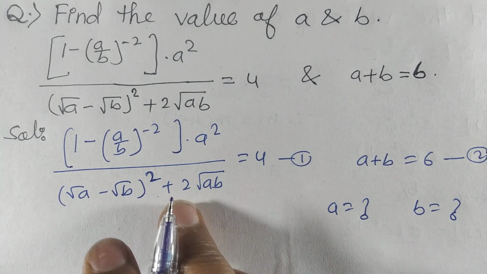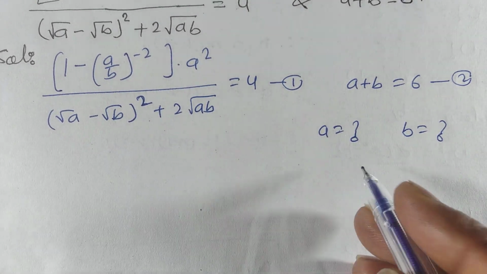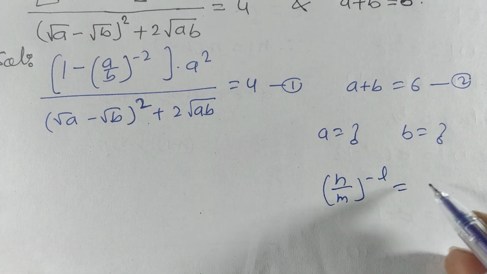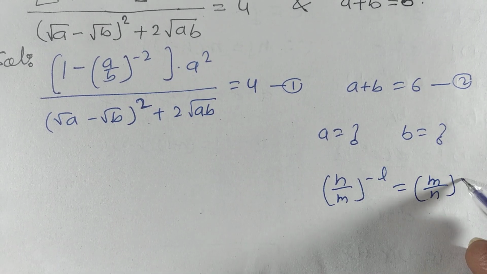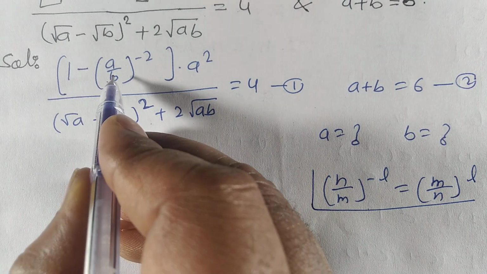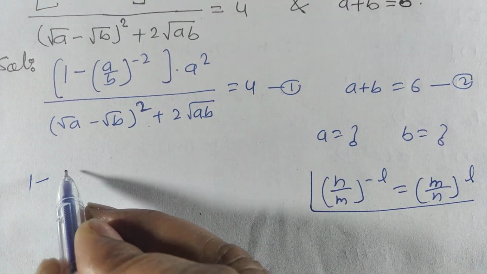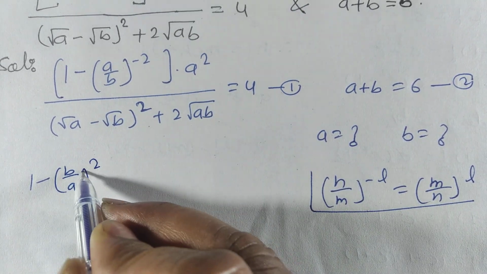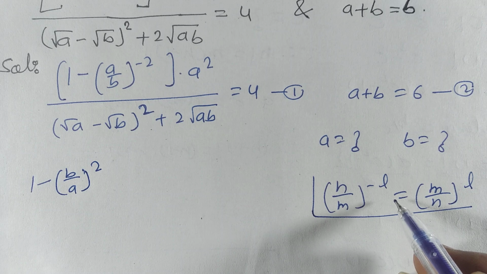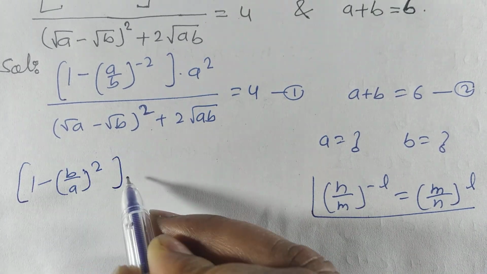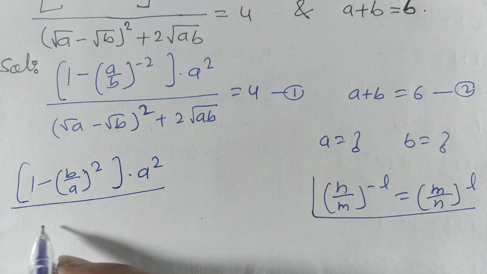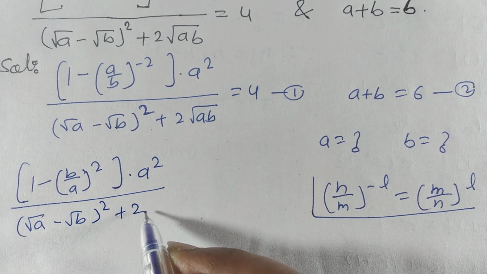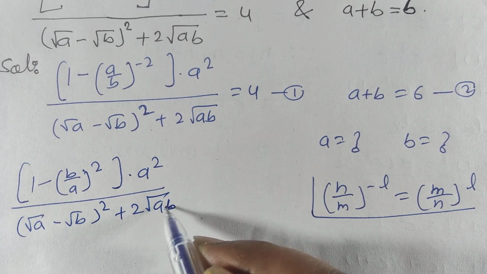Now solving equation number 1, we recall the rule (n/m)^(−l) = (m/n)^l. Applying this law here, 1 − a/b, then (b/a)², as per this rule, into a² / (√a − √b)² + 2√(ab) = 4.